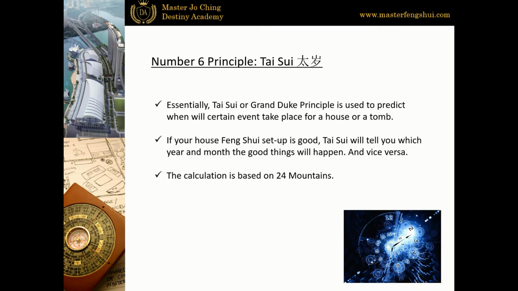When will an operation or surgery take place at home? When will you become sick? When will you become rich? Etc. etc. The calculation is actually based on the 24 mountains ring. Alright?